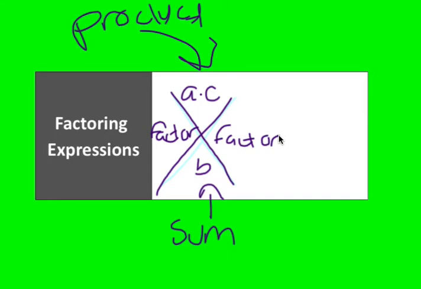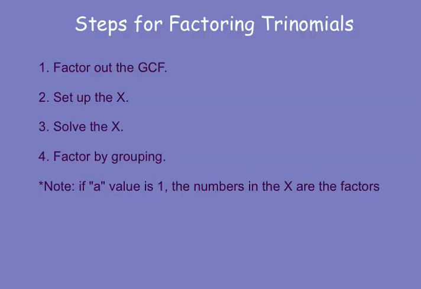So I'm going to show you guys some shortcuts because in this unit you're going to be doing a lot of factoring on top of doing some other things. So I want to cut down the amount of time you have to spend on factoring. Here's a reminder of the steps. First of all, check for a greatest common factor. Second of all, set up the x, solve the x, and factor by grouping.